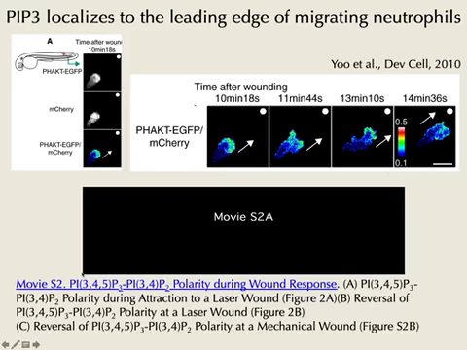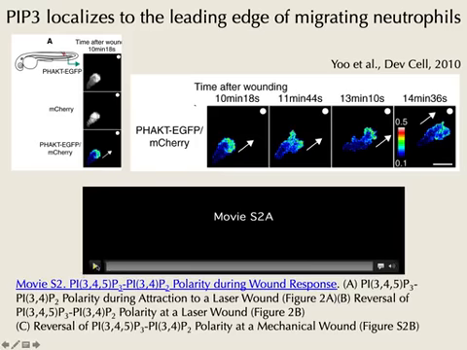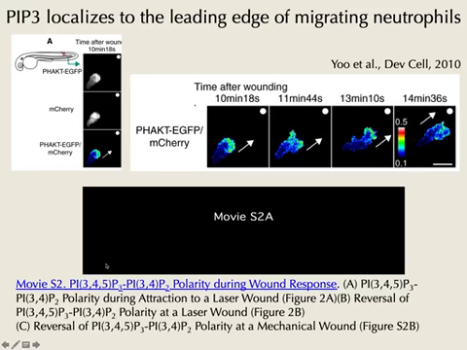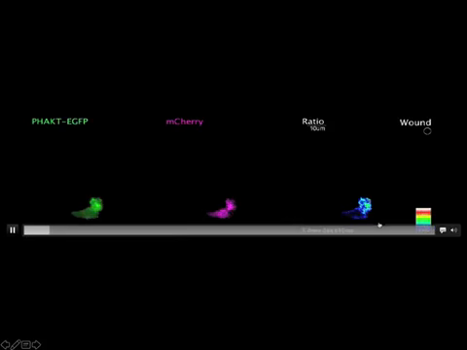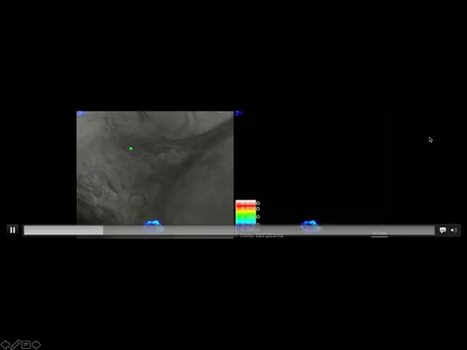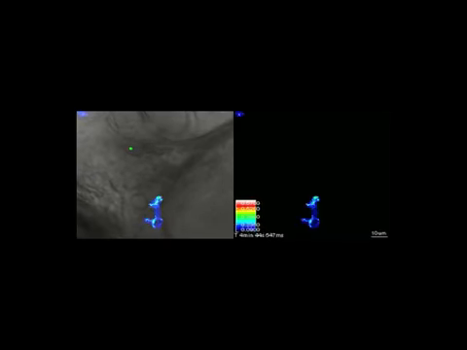So let's see, where do you expect PIP3 in the cells? At the leading edge, as per the textbook model. Oh no, why does it always do that? Here's the wound. Well, don't worry.